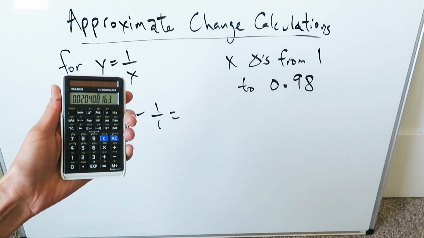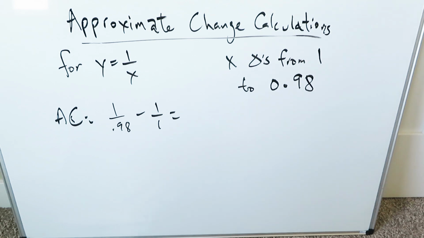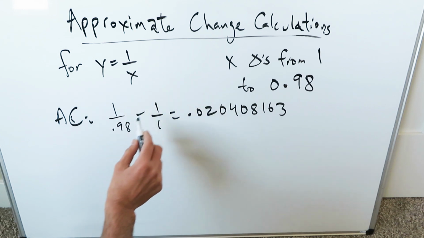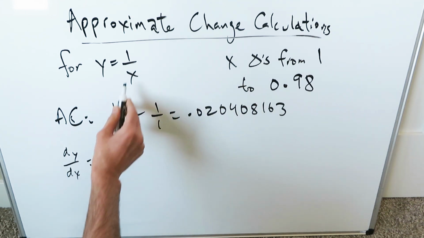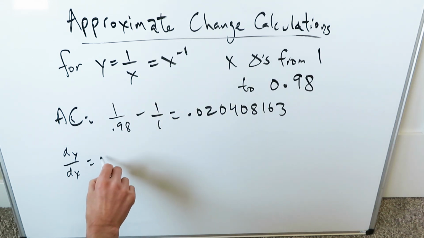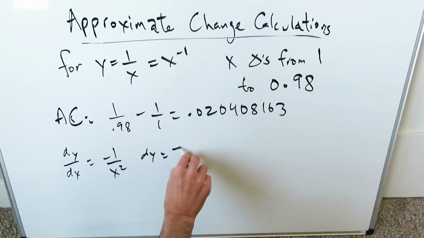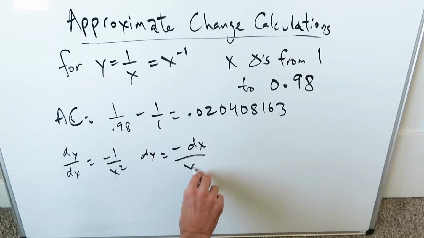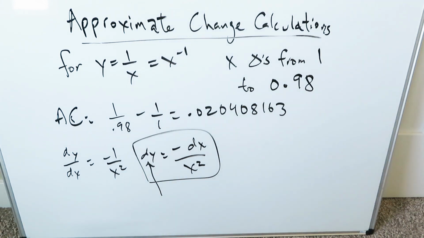My actual change is all of this, 0.020408163. Let's write it out. And I've written it out for you. That's your actual change. But what about your approximate change? This right here is your function. You're doing the derivative: dy over dx is equal to the derivative of 1 over x. You know this is x to the power of minus 1. Bring in the power rule. I have minus 1 over x squared. Solve for dy, which is equal to minus dx over x squared. This right here is my dy. This is going to give me my approximate change.